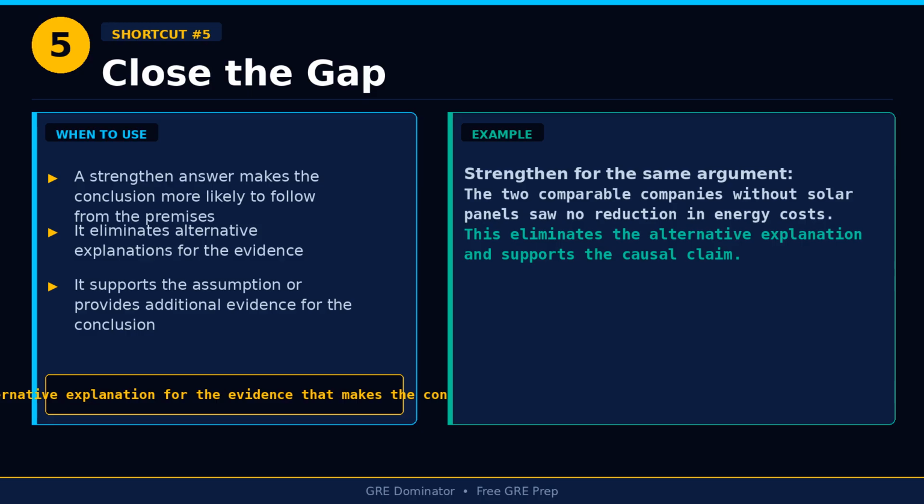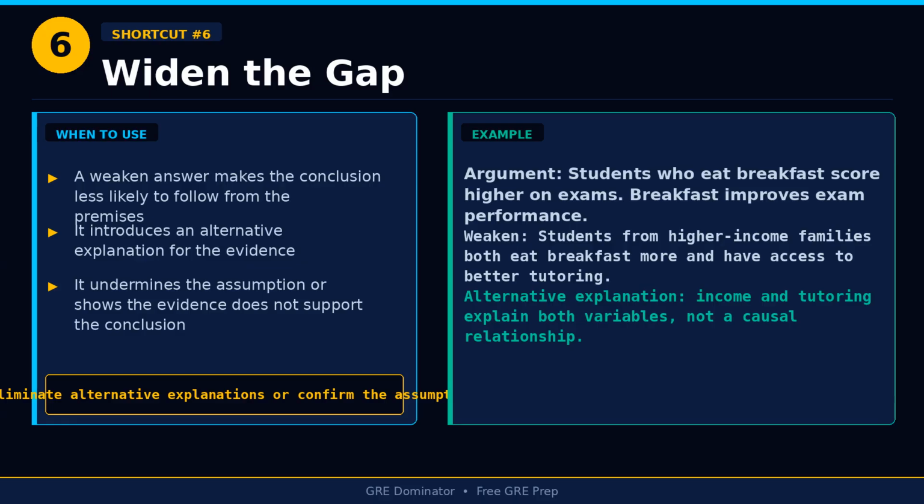The argument is strengthened. Common weaken patterns. Alternative cause introduces another explanation for the evidence. Counterexample shows a case where the premises are true but the conclusion does not hold. Sampling flaw shows the evidence comes from an unrepresentative group. Common strengthen patterns. Eliminates alternative explanation, confirms the assumption directly, or provides additional evidence that the same conclusion holds in other contexts. Recognizing these patterns makes strengthen and weaken questions faster.